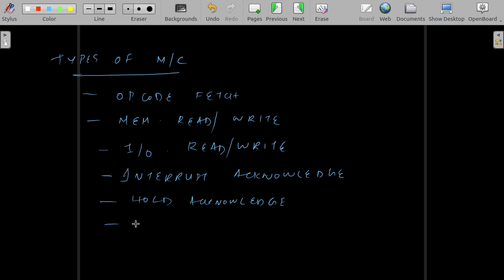And then there is a bus idle machine cycle. So these are the different types of machine cycles. The thing is that none of these alone constitute an instruction cycle. So we'll go through some of them one by one to see how the machine cycle works, how the bus changes, and how the corresponding signals and the values in the pins change. Okay, let's see.